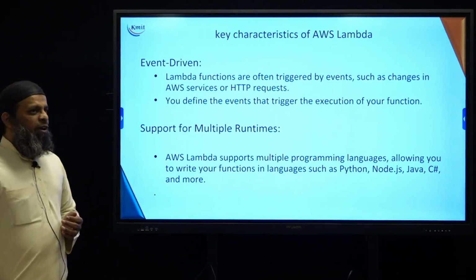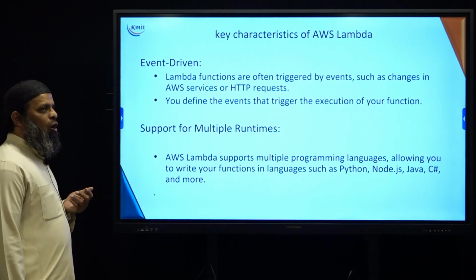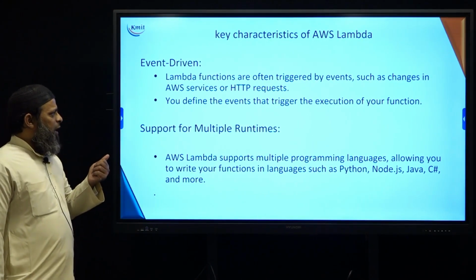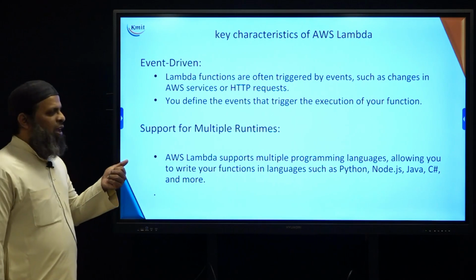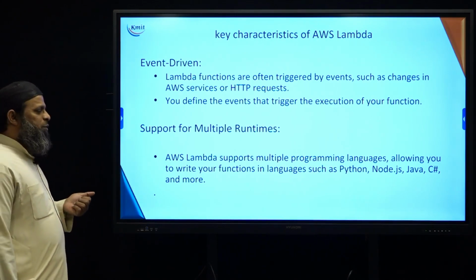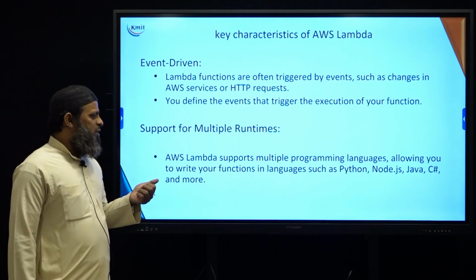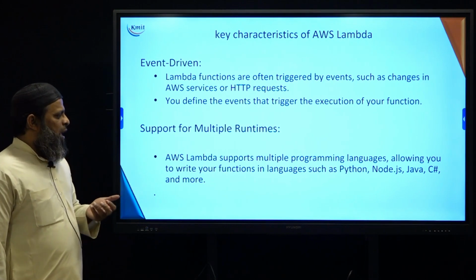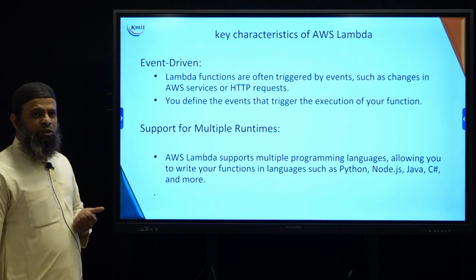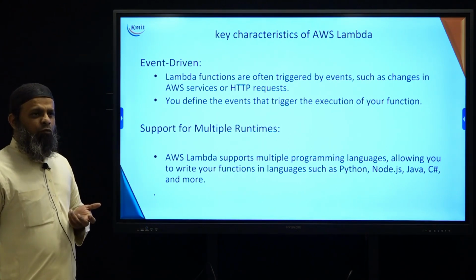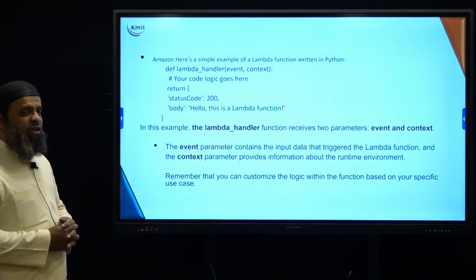And next, it is event driven, meaning whenever you trigger some events such as changes in AWS services or HTTP requests, this function is called and execution happens. You define the events that trigger the execution of your function, and it supports multiple runtimes. You can run your function in different languages such as Python, Node.js, Java, C# and many more. That way we can write this Lambda function in different languages, and you can perform your task based on the requirement.